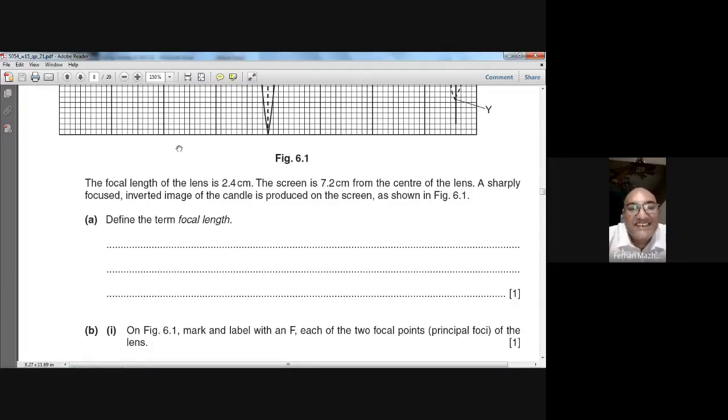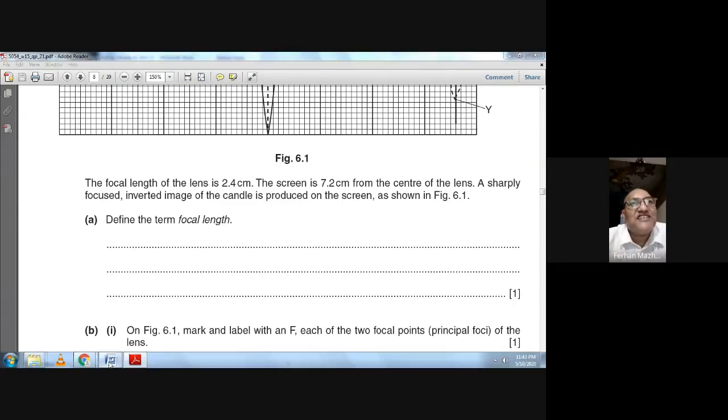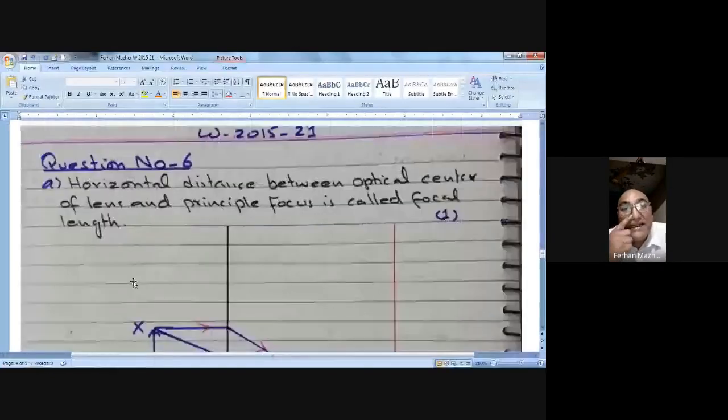On the principal axis, the distance between the optical center of the lens and the principal focus, that distance is known as focal length. I have written this definition, a 1-mark definition. So on your screen, I hope you can see that the horizontal distance between the optical center of the lens and the principal focus is called focal length.